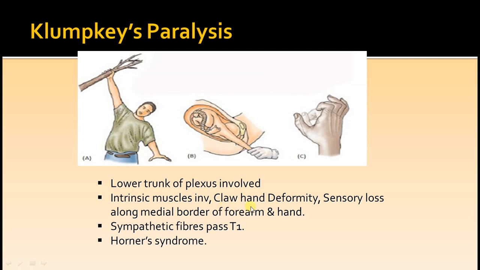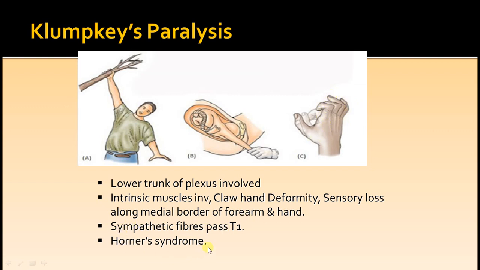So in the claw hand deformity, what happens is loss of the intrinsic muscles, the short muscles of the hand: the palmar interosseous, dorsal interosseous, and medial two lumbricals all get paralyzed. There is loss of sensation on the medial border of your arm as well as your forearm, along the distribution of the ulnar nerve. You see this damage, and most commonly the classical picture is the ulnar claw hand. So this is the ulnar claw hand which you are able to see.